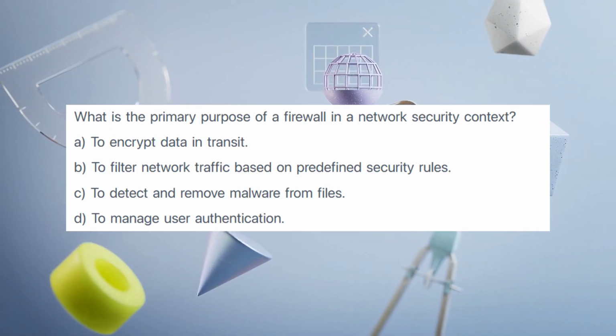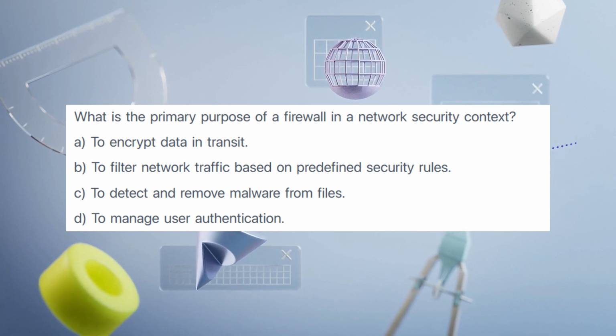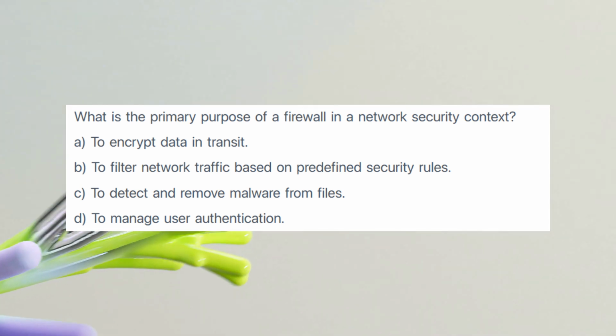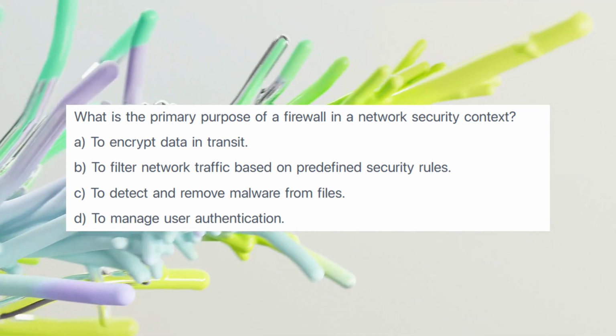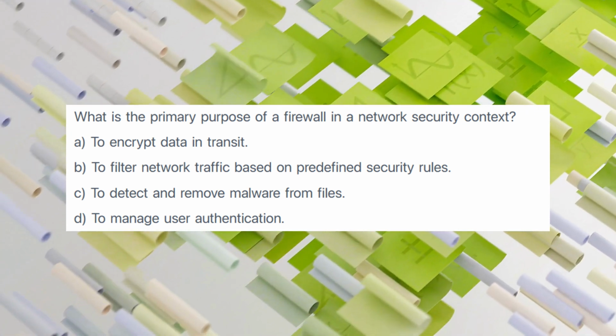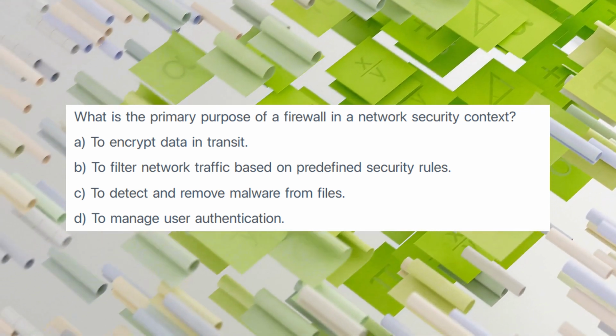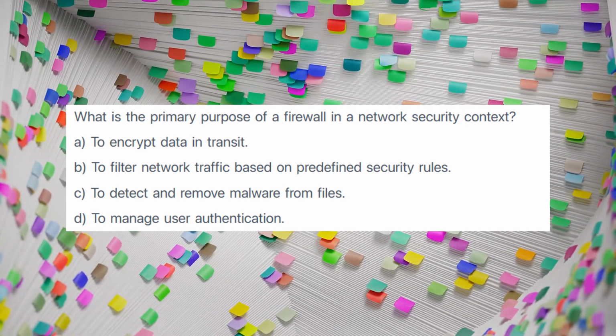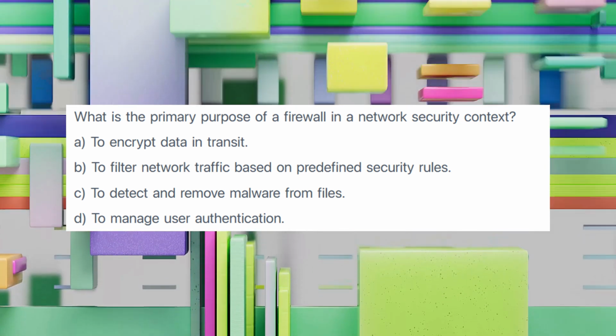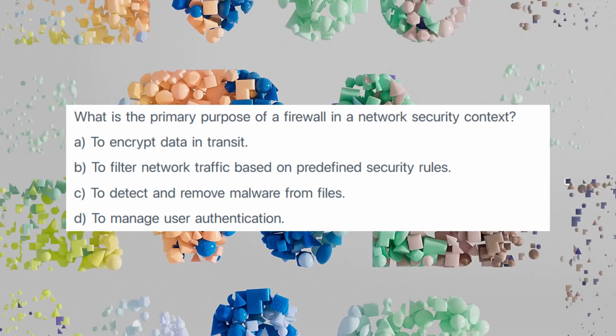What is the primary purpose of a firewall in a network security context? A. To encrypt data in transit. B. To filter network traffic based on predefined security rules. C. To detect and remove malware from files. D. To manage user authentication. Take a moment to think.